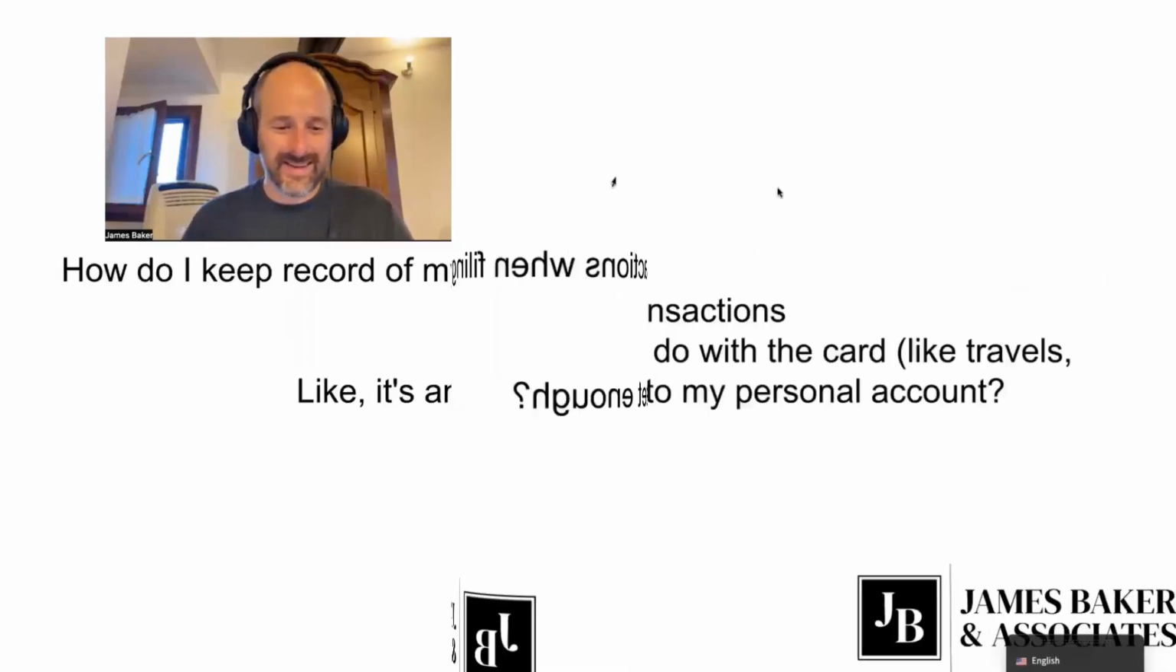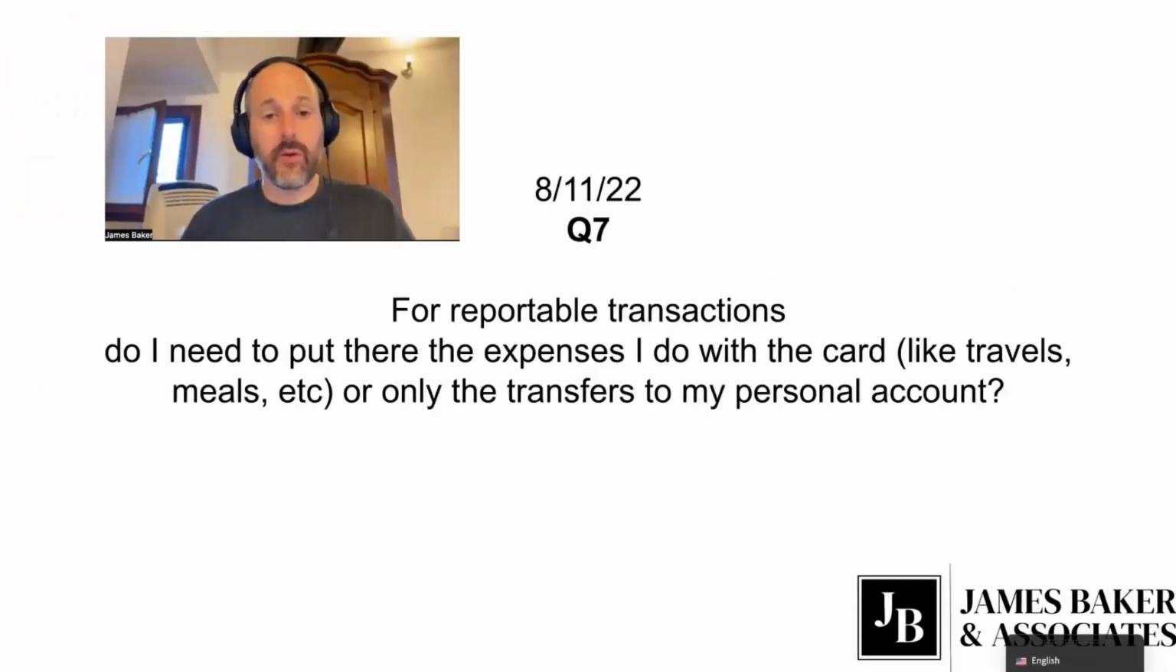So that's that. And I guess a follow-up to this is, do I need to put there the expenses I do with the card or only transfers to your personal account? You need to include related party transactions. So if you used your card to pay for a pair of shoes from your company in Austria that sells shoes, then that would be a related party transaction. If you transfer money to a related account of yours, then that's a related party transaction.